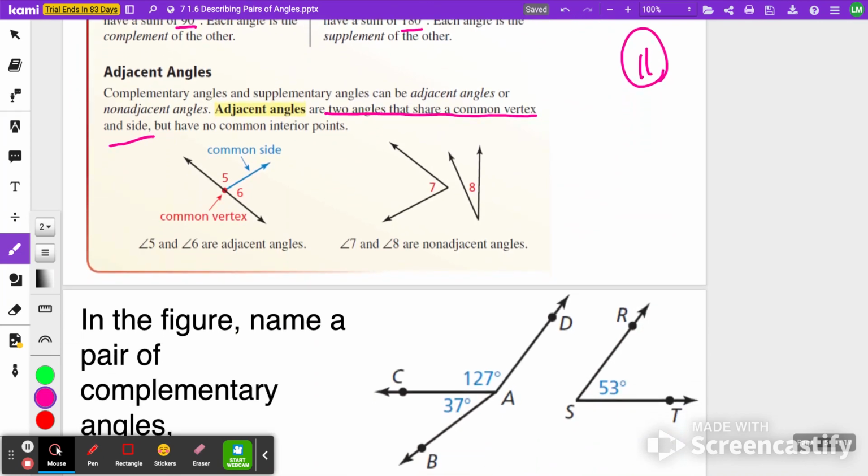One other thing we want to make sure of is when we start to name some of these adjacent angles, they have this common side. It's almost like sharing a fence with your neighbor or sharing a wall with a sibling. 7 and 8 are not adjacent because they're not sharing a side. They're drawn separately.